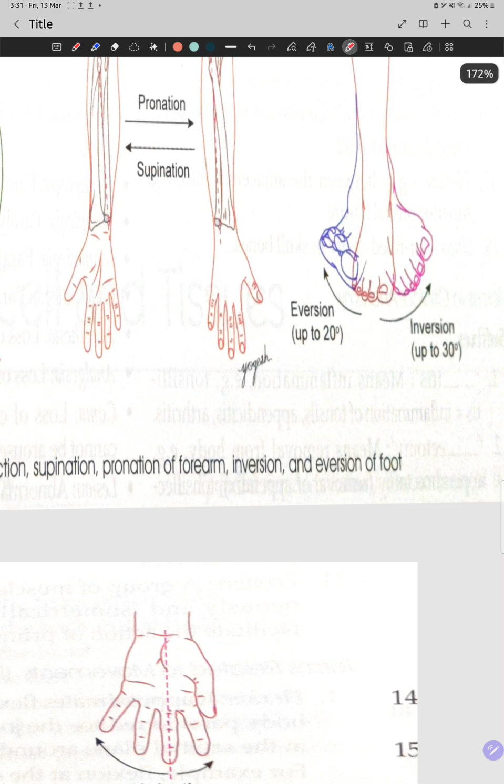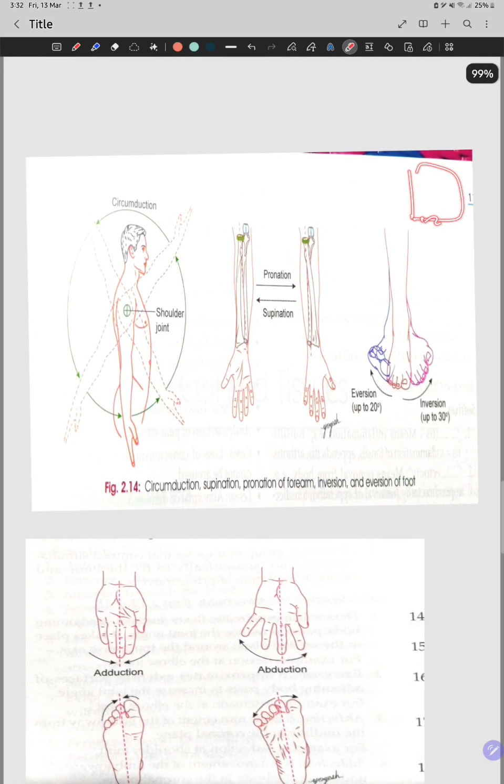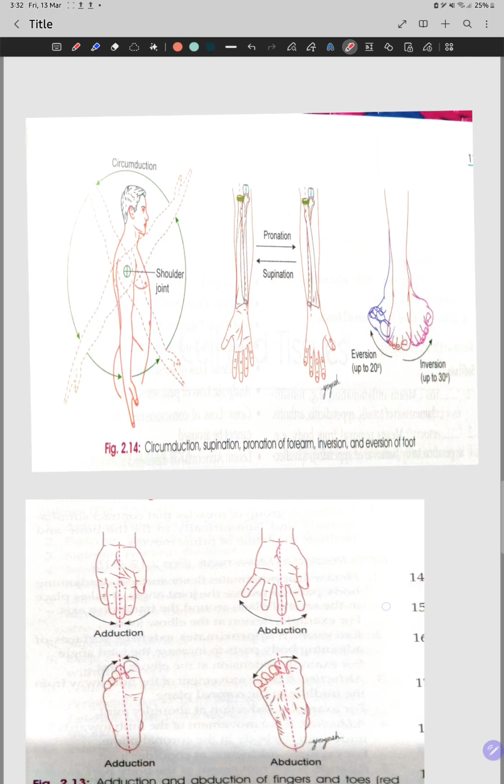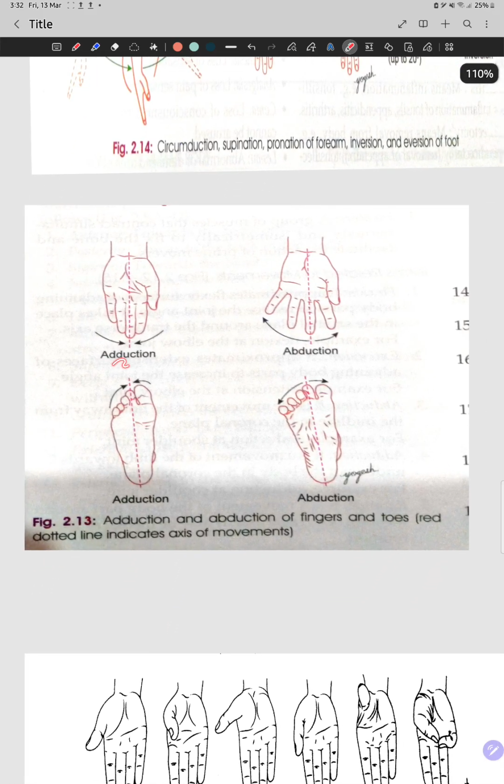Inversion, eversion. See, this is the midline of our body. These are the two legs you think. Okay, this is another leg that I have drawn. If we are going to bring our foot towards the midline, that is inside towards the midline, that is inversion. Up to 30 degrees it can be done. Coming to eversion, up to 20 degrees only it can be done. That is away from, exit. We are going to exit from the midline. That is eversion.